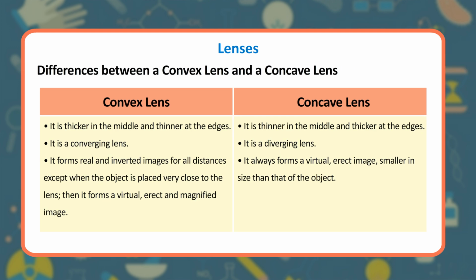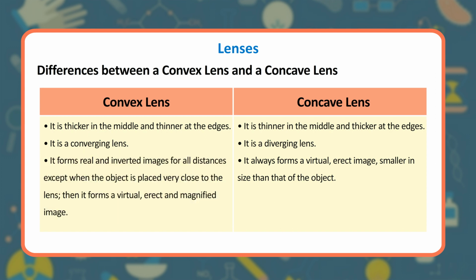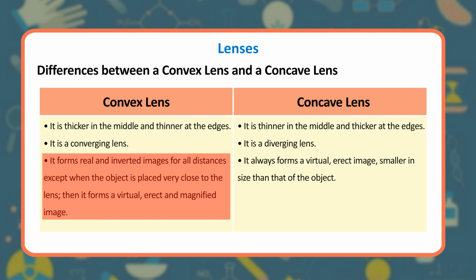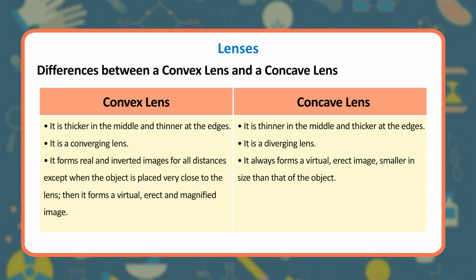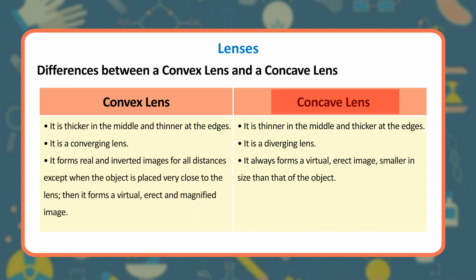Differences between a convex lens and a concave lens. Convex lens. It is thicker in the middle and thinner at the edges. It is a converging lens. It forms real and inverted images for all distances, except when the object is placed very close to the lens, then it forms a virtual, erect and magnified image.